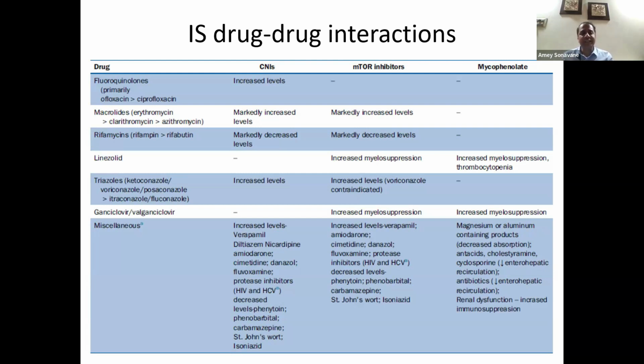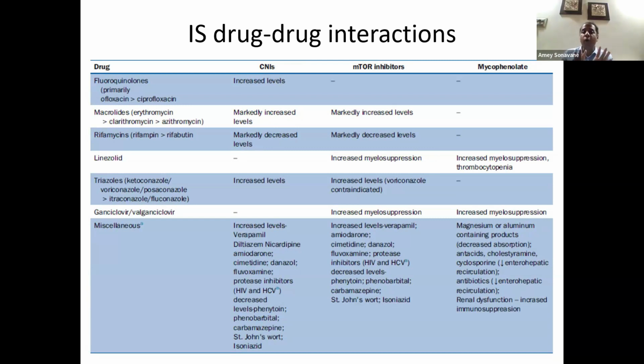Linezolid, ganciclovir, and valganciclovir can cause increased myelosuppression. Certain antifungals like ketoconazole, voriconazole, posaconazole can cause increased levels of CNIs and mTOR inhibitors. Certain blood pressure lowering medications like calcium channel blockers like verapamil, diltiazem, amiodarone, cimetidine, protease inhibitors like what we use for HIV patients, danazol, increase the levels of CNIs as well as mTOR inhibitors, and anti-epileptic drugs like phenytoin, phenobarbital, and carbamazepine reduce the levels of CNIs and mTOR inhibitors post-transplantation.